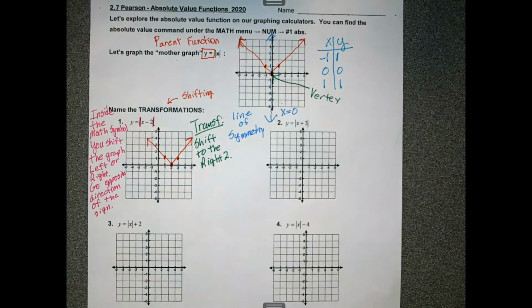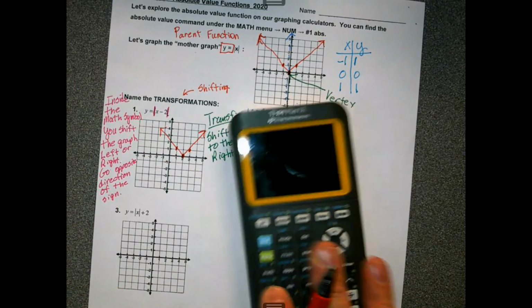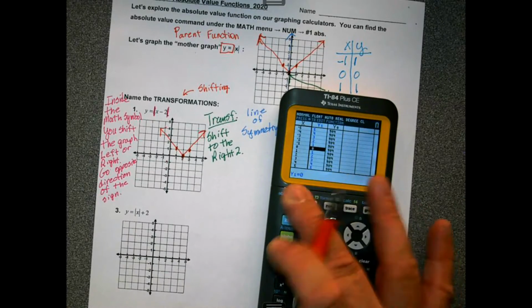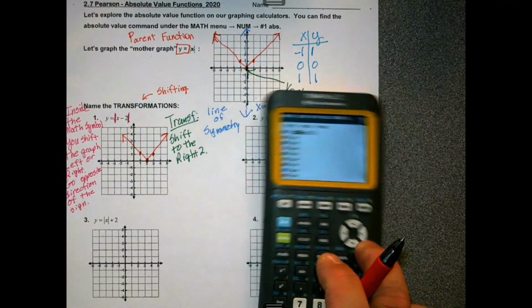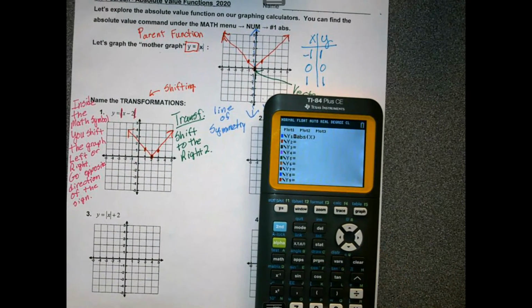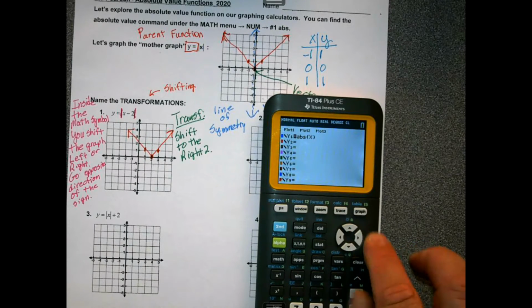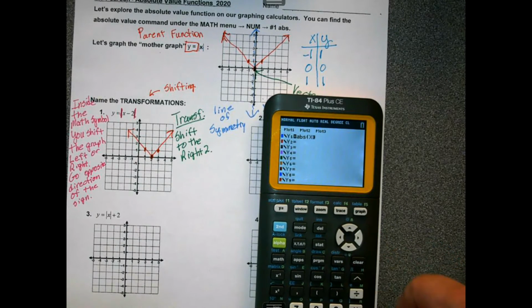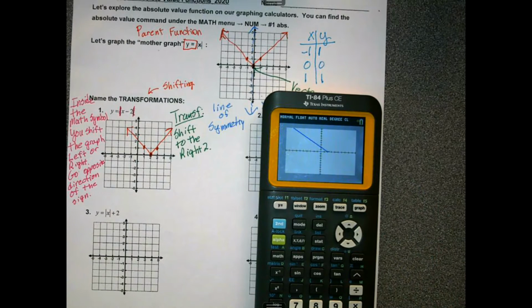Now, I know that seems like a lot, but if you use your handy dandy calculator, we've already got our absolute value of x in there, right? All we have to do is add a -2. These calculators are nice. So I'm going to put a -2 in there, close a parenthesis, and hit my graph. And it did shift it indeed to the right 2.